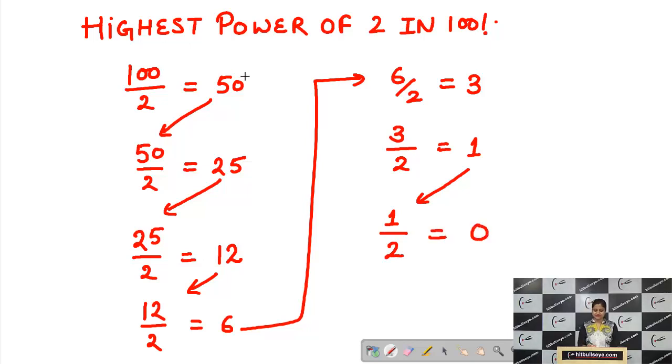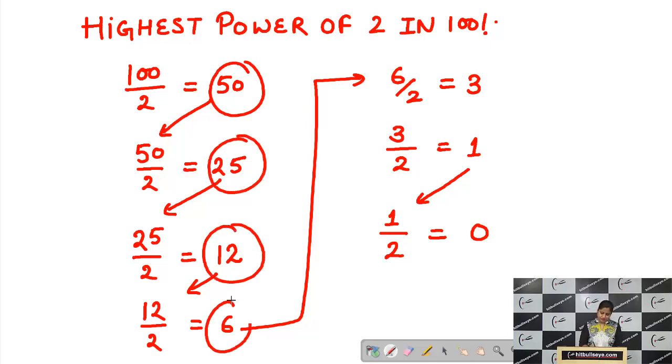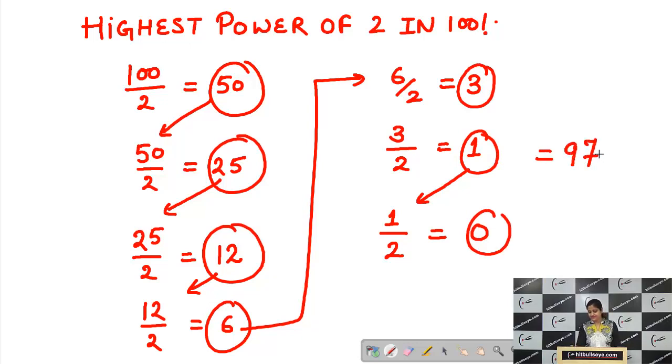So what is the answer in this case? We'll add up all the numbers we got as quotients, which comes out to be 97. That's why this is the answer. So what is the highest power of 2 in 100 factorial? That is 97. Let us take one more example.